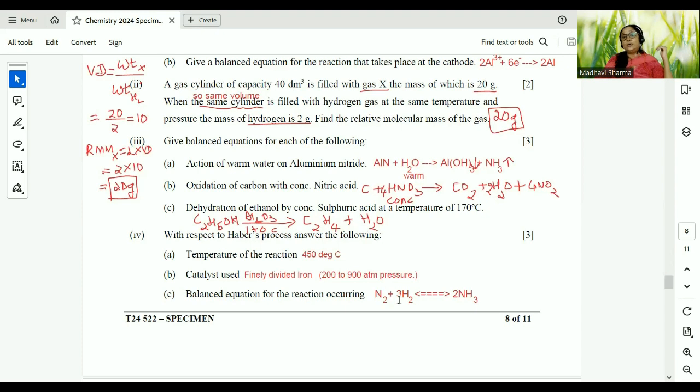Balanced equation: N2 plus 3H2, that is 1 volume of nitrogen with 3 volumes of hydrogen, will give 2 volumes, 2NH3, and it's a reversible reaction.